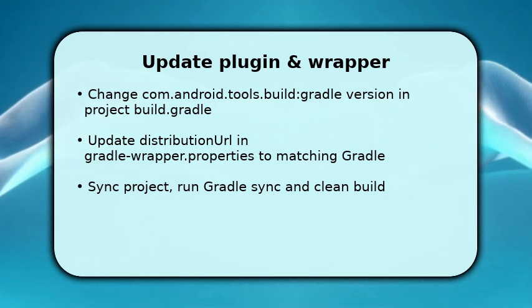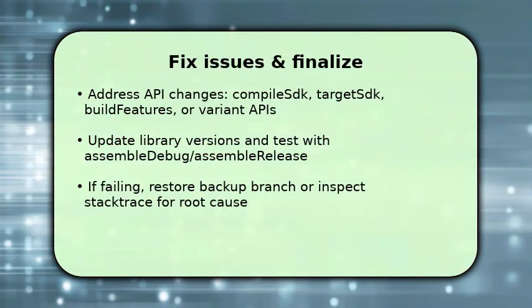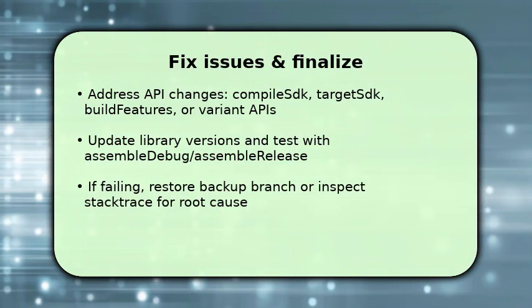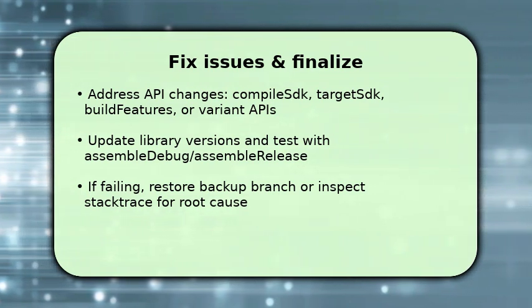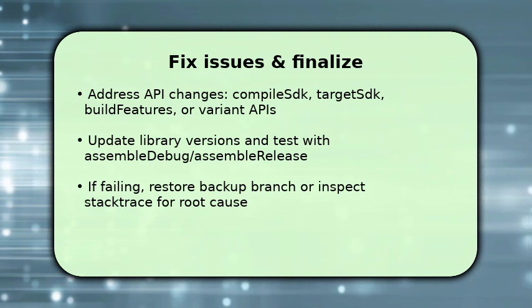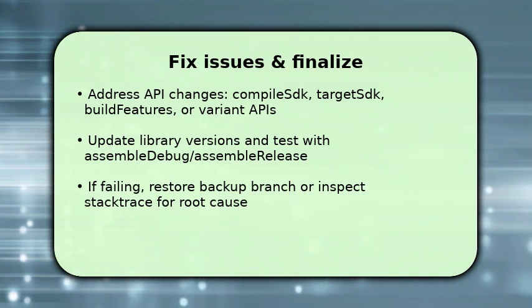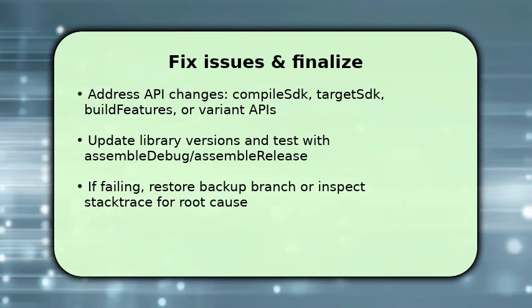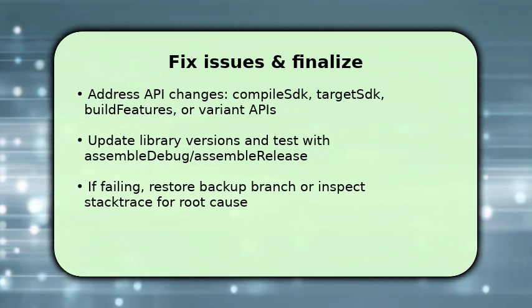Start with compileSdk and targetSdk changes, then adjust build features, packaging options, or variant APIs that broke. Update dependent libraries as needed. After fixes, run assembleDebug and assembleRelease to validate both debug and release pipelines, and run unit or instrumentation tests if available. If problems persist, restore your backup branch to revert quickly, and then inspect the Gradle.